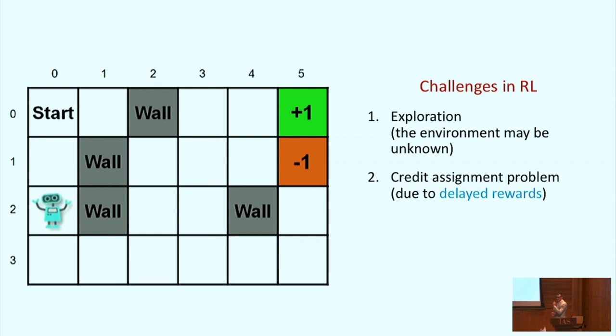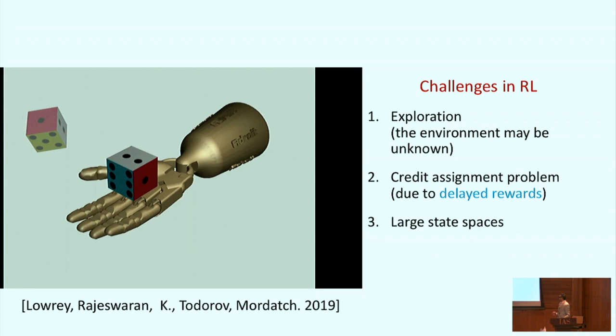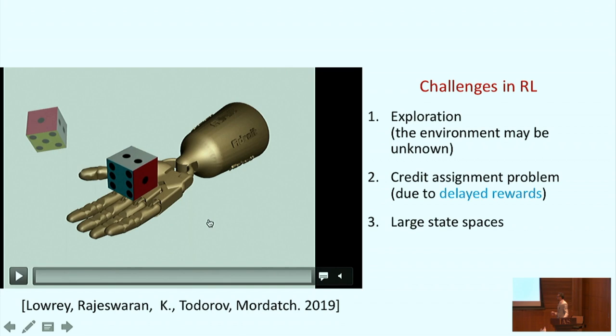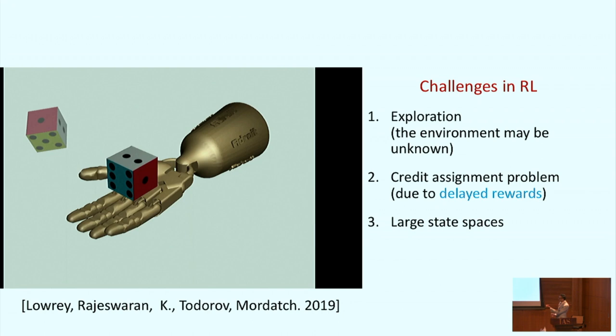See its feedback immediately. Okay, and this is all made more difficult by the fact that in realistic problems, state spaces are much bigger rather than this grid world example. So here's, at least a year ago, one of the state-of-the-art problems in a simulator, which was to turn this cube to the orientation on the left.